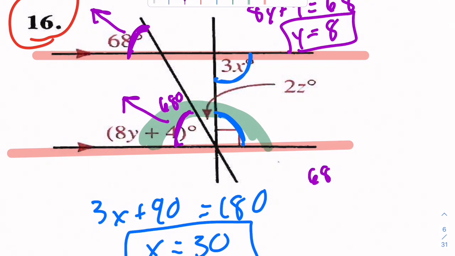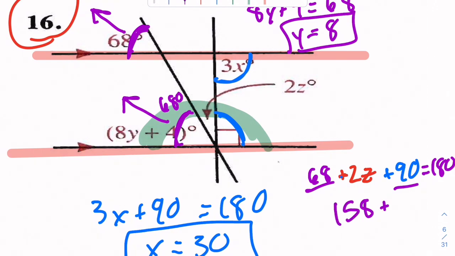So here goes 68 plus the 2z, and then plus the 90, right? That blue right there is the 90. All of that should equal 180. Add your like terms, it's 158 plus 2z. Subtract, 2z equals 22. z equals 11.